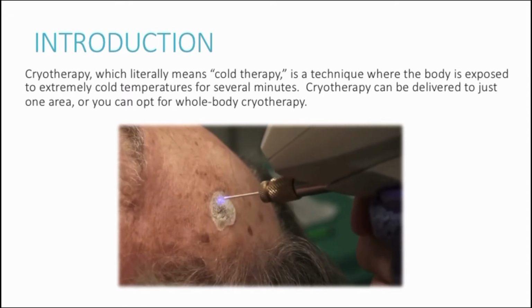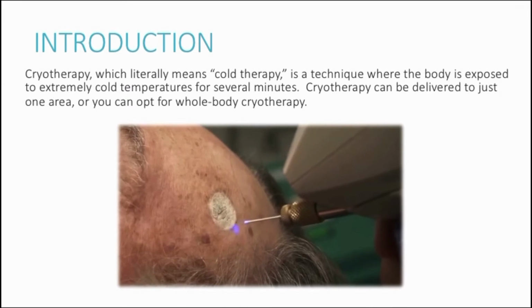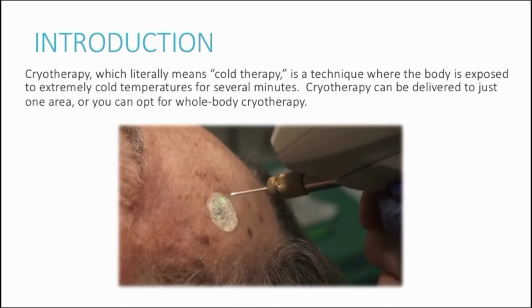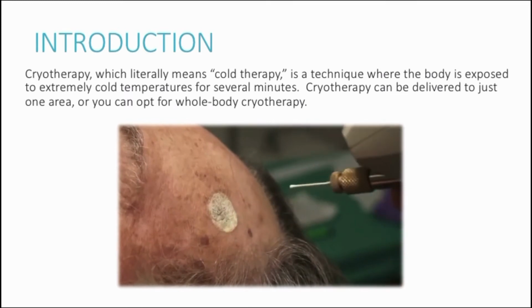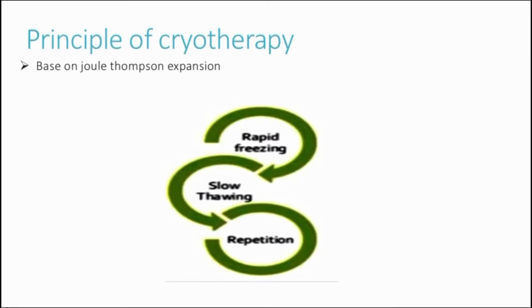The objective of cryotherapy is to cause selective necrosis of the tissue, the extent of which depends on the type of the lesion and the volume of freezing required. The principle of cryotherapy relies on Joule-Thomson expansion, which enables a substance to undergo a drop in temperature when moved from a high pressure area to a low pressure area.